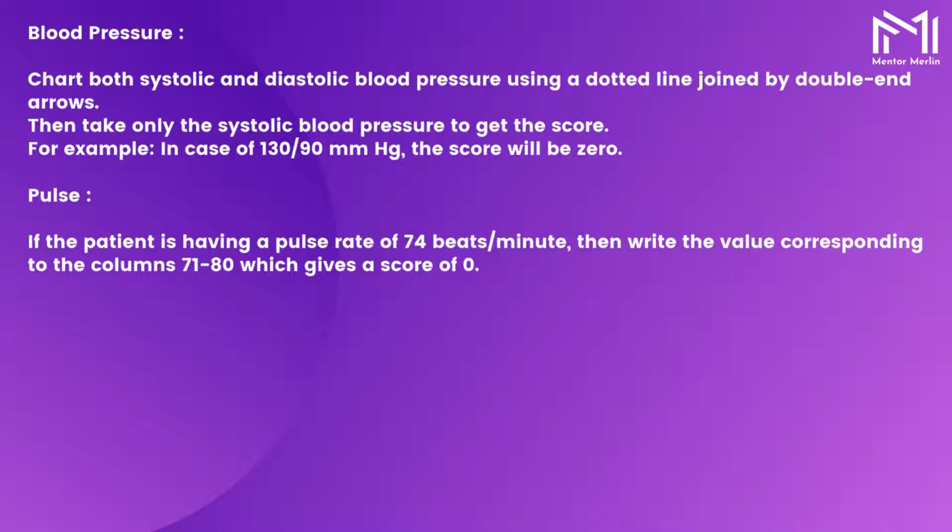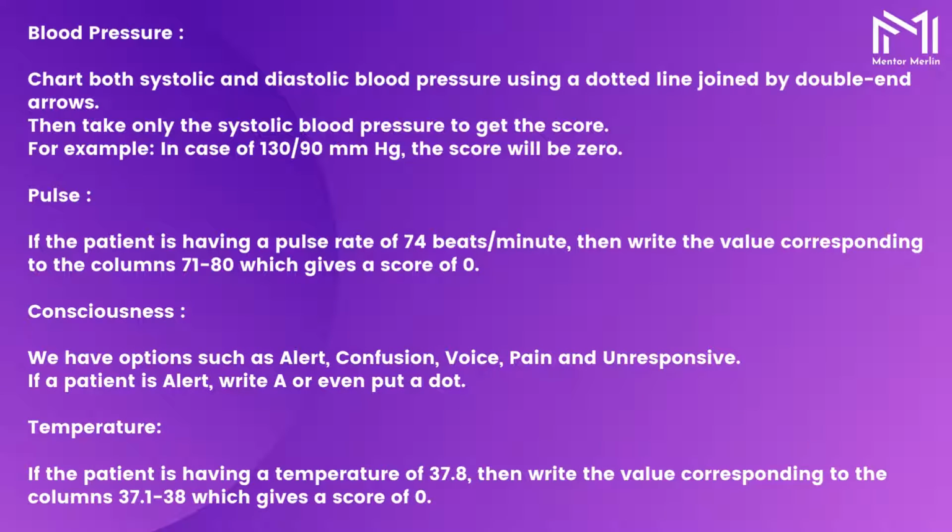Blood pressure: chart both systolic and diastolic blood pressure using a dotted line joined by double-end arrows. Then take only the systolic blood pressure to get the score. For example, in case of 130/90 mmHg, the score will be 0. Pulse: if the patient is having a pulse rate of 74 beats/minute, then write the value corresponding to the columns 71 to 80, which gives a score of 0.